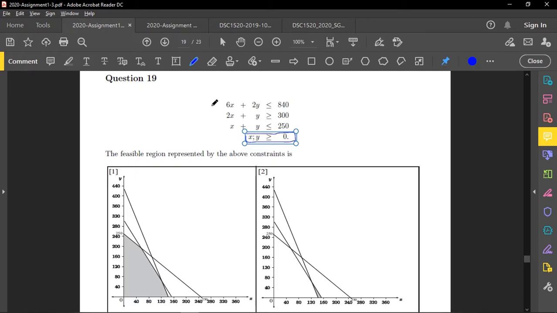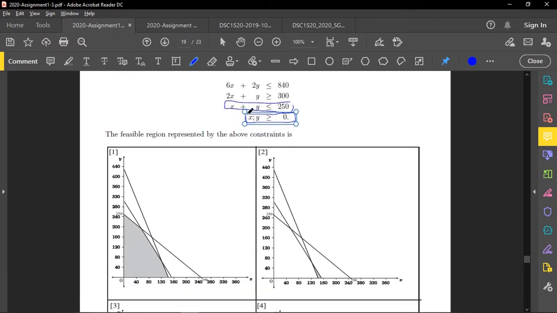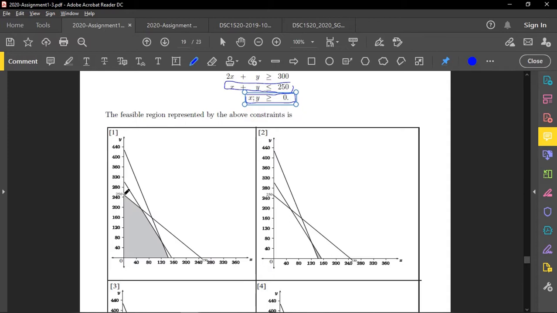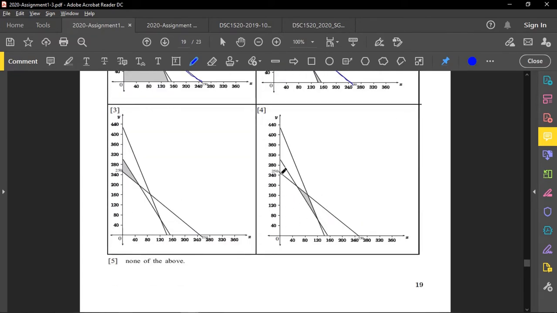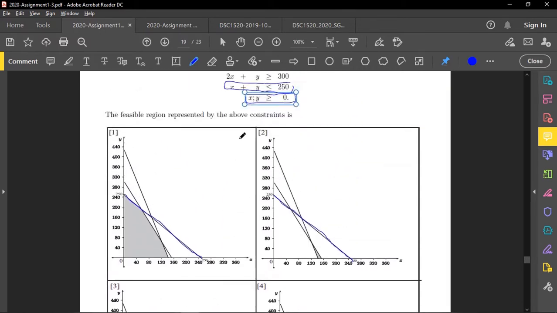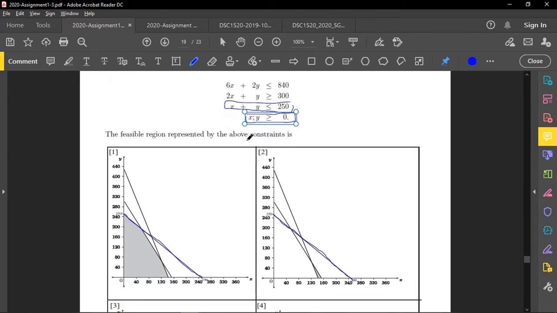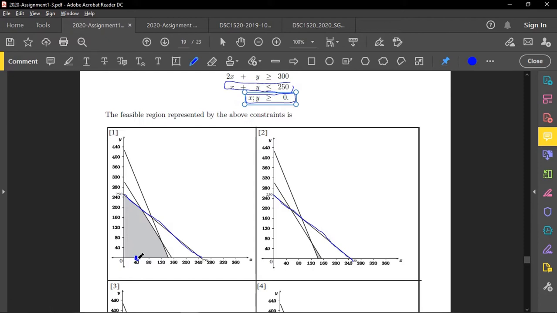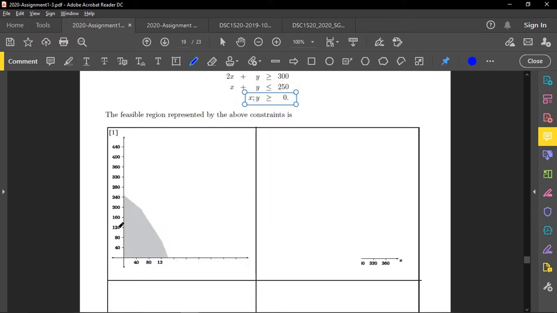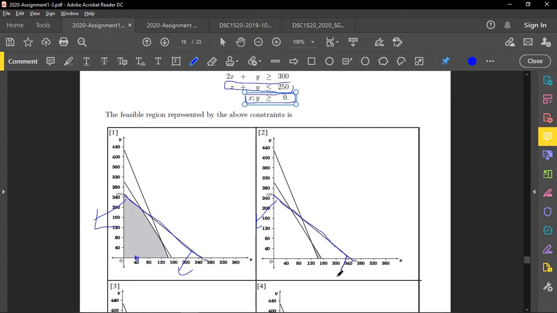Let's look at this first one, the 250. x plus y must be less than or equal to 250. 250 would be the y-intercept, so that would have been this formula. If x plus y must be less than 250, choose any point, let's choose this point. x and y is less than, so it must be on this side of the diagram. The arrows will be pointing that side.